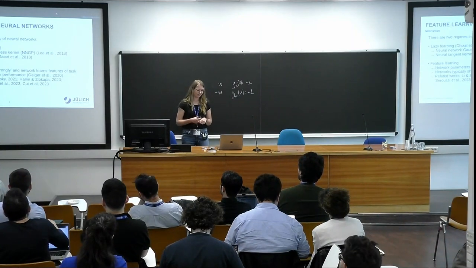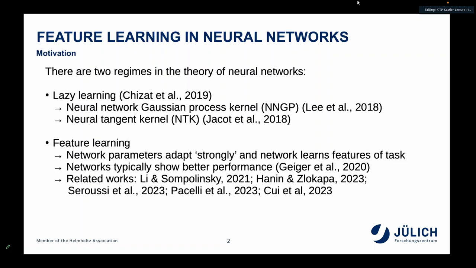When studying the theory of neural networks, there are two regimes which are typically studied. One is the lazy learning regime, where the network behaves closely to its linearization with regard to the network parameters around its initial point. Two concepts that fall into this regime are the neural network Gaussian process kernel, or NNGP, which corresponds to training only the network output layer, and the neural tangent kernel, which describes the evolution of network parameters in all layers, but they only change slightly from their initial values.